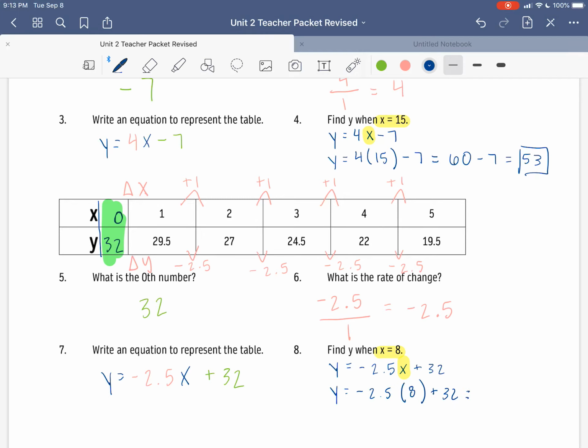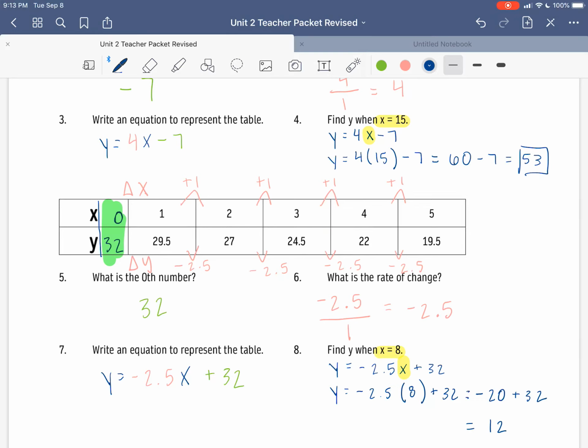And then from here, we are just doing those calculations. So feel free to use a calculator if you need to. If you do negative 2.5 times 8, that will be negative 20, because it was a negative 2.5, plus 32. Negative 20 plus 32 is positive 12.